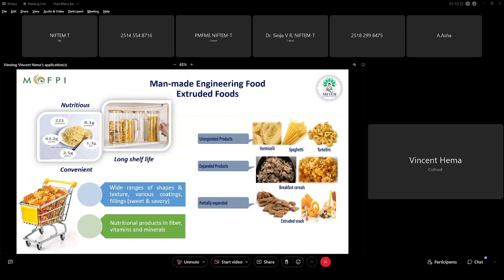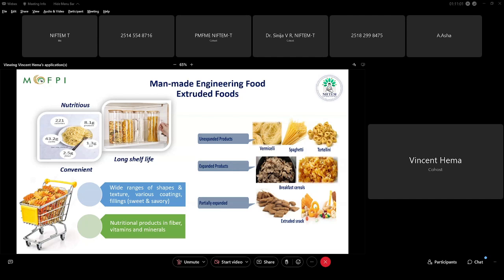And another advantage why we call this kind of food engineering food: engineers design and fabricate the machine. Similarly, our food engineers are able to design food according to the special nutrients required for a special person, because the nutrient requirement is different for each group. It is not similar for all groups. A geriatric person's nutrient requirement compared with a youngster's will be totally different.